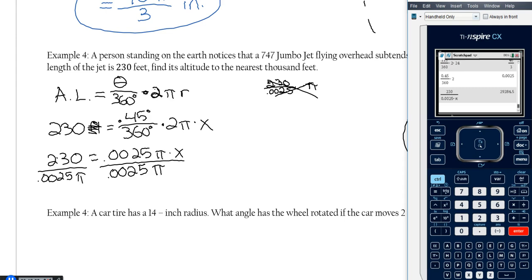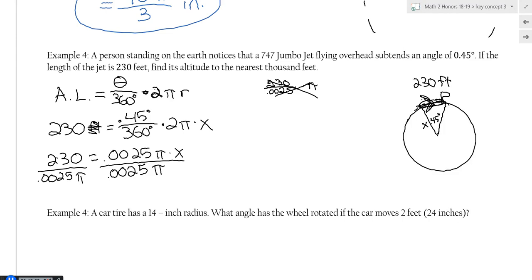And we get about 29,284.5. And that makes sense. It's a jet flying. They fly very high. Okay.